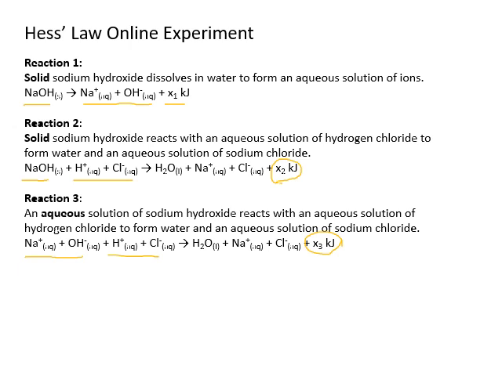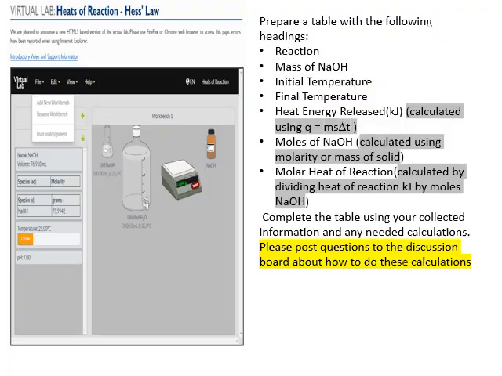So the goal for this online experiment is to run these 3 reactions in the virtual lab and then measure the heat given off by each reaction. And we're going to convert it to a per mole of sodium hydroxide basis. Then the goal is to utilize reaction number 1 and number 2, by flipping it or doing whatever you need to do as far as Hess's law is concerned, such that when you add it up, you can determine the enthalpy of neutralization for reaction number 3.